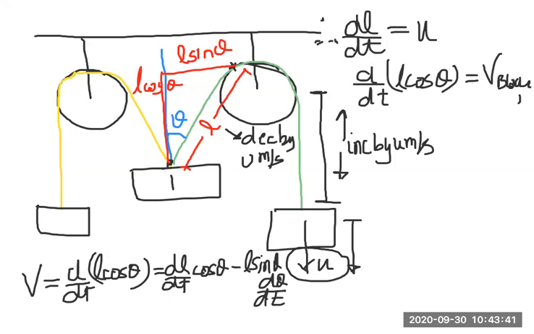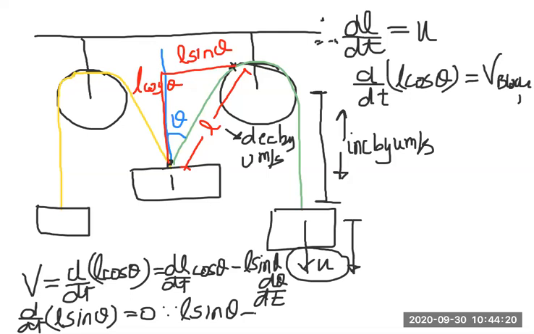ये मैंने क्या किया है? ये मैंने प्रोडक्ट रूल लगाया है यार. Differentiate the first expression, leave the second alone. Differentiate the second expression, leave the first alone, right? Now, d by dt of L sin theta should be equal to 0, since L sin theta is a constant, does not change.